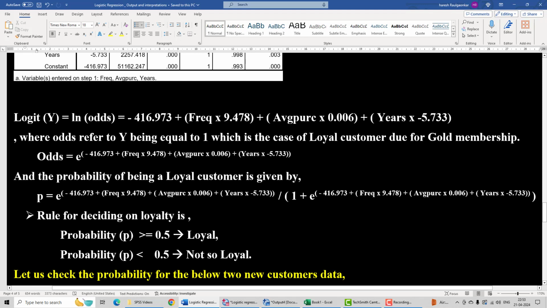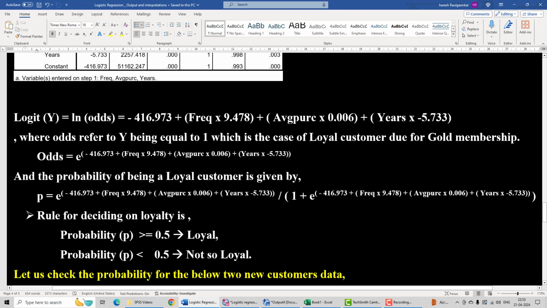And what is the rule? If the probability is higher than 0.5 or equal to 0.5, then we conclude that that customer is a loyal customer and he can be given a gold membership. If the probability is less than 0.5, then we cannot give the gold membership right now, because he is still not in the loyal category.